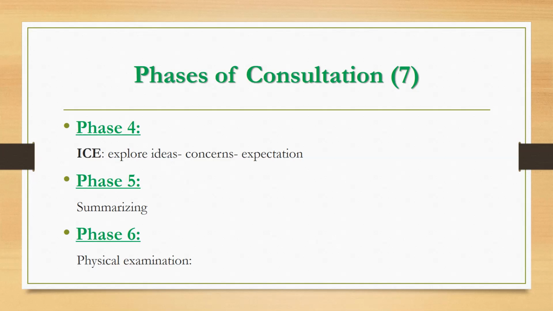After that, there's phase number 5. Phase number 5 is the summarizing phase, and it should come after the history taking. There's also a certain technique on how to summarize the history part of your consultation. This phase is very important, because if you missed anything, if you didn't pick up anything in the history taking, you can get it in this phase.